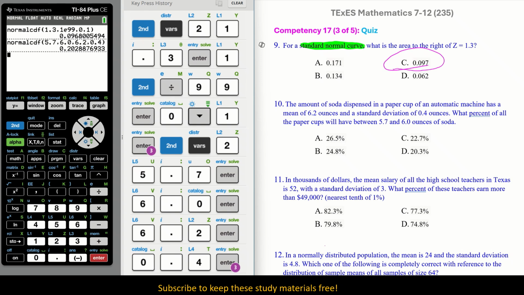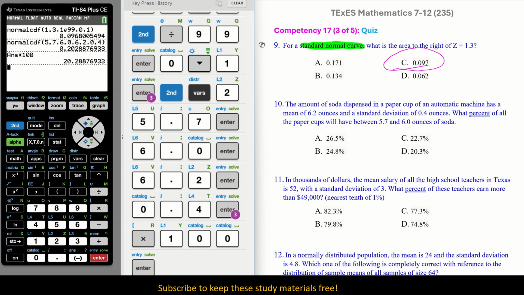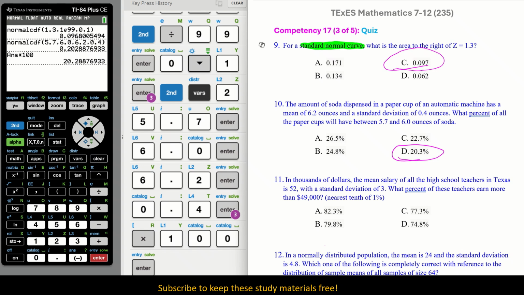Now we're looking for a percent. So what do we do? If you can't see it quickly, just say times 100, if you remember how to do that. Now do a little bit of rounding. Here we go. Option D. All right, let's move on.